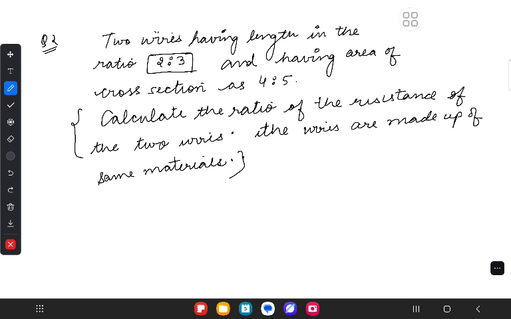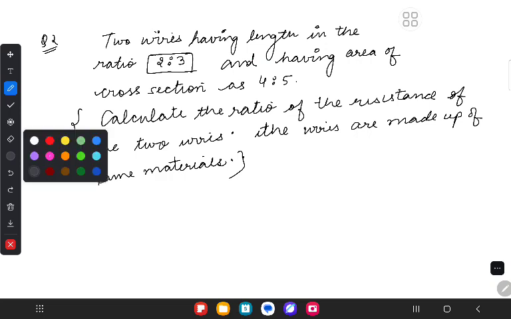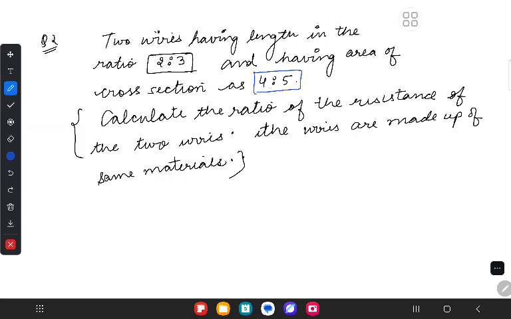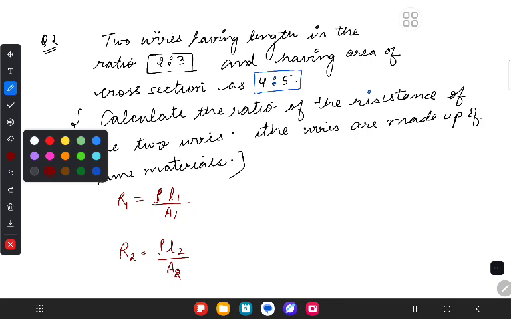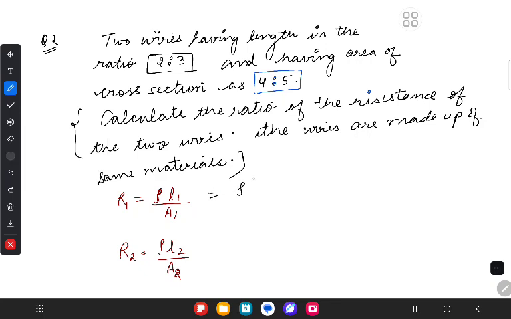So it says that the wires have the length in the ratio 2 is to 3 and having an area of cross section 4 is to 5. So calculate the ratio of the resistance of the two wires. The two wires are made of the same material. So the resistance of one wire is going to be rho L1 by A1. Similarly, the resistance of second wire will be what? Rho L2 by A2.